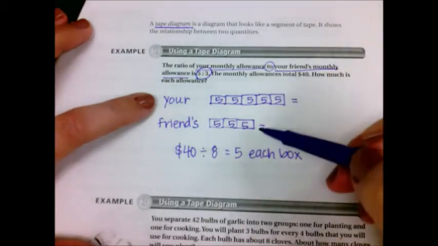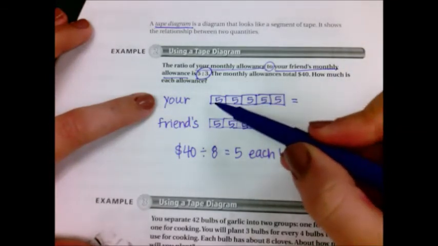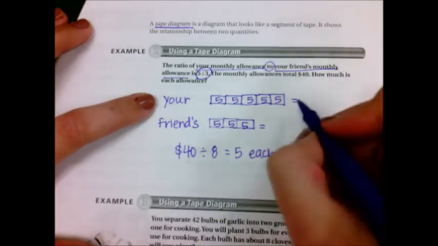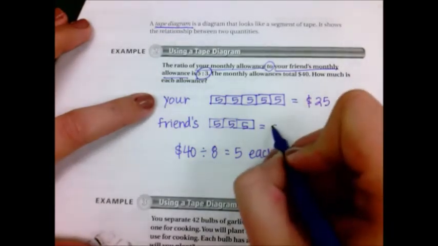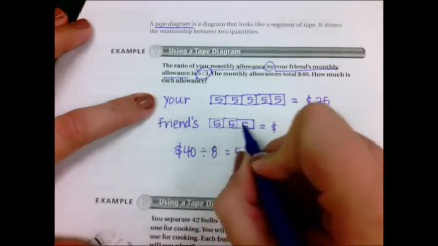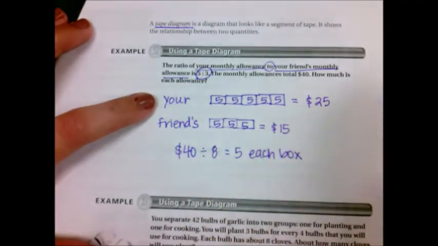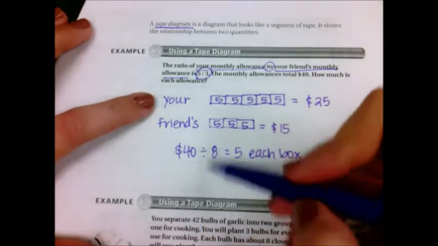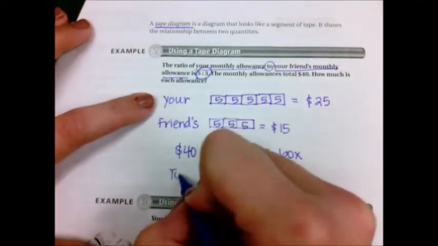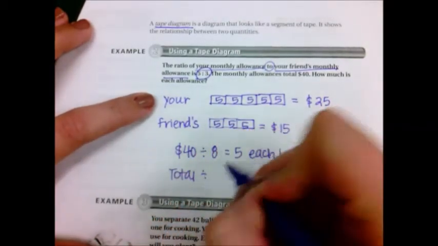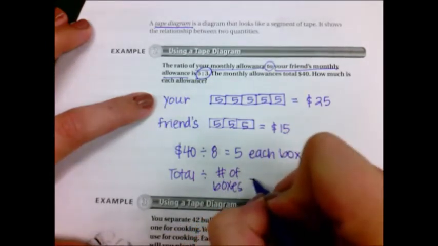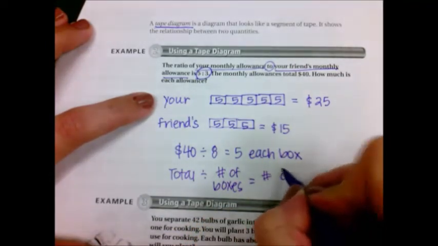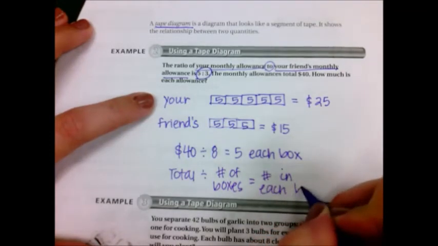I can then total up the parts. So if I had 5 boxes of 5, that means that your allowance was 25, and your friend's allowance was 5, 10, 15. Whenever we see tape diagrams, we're going to take the total, divide by the number of boxes, and that's going to give us the number that's in each box.